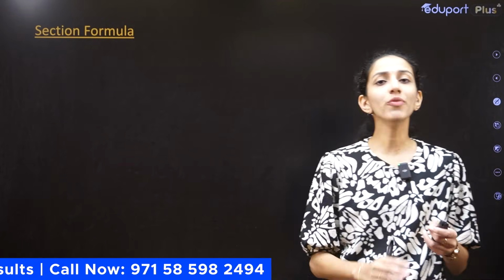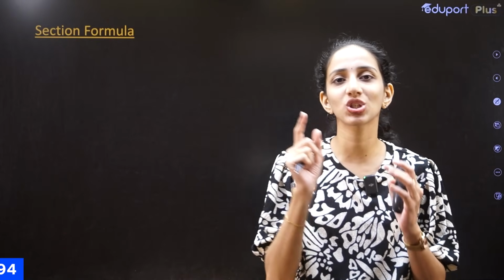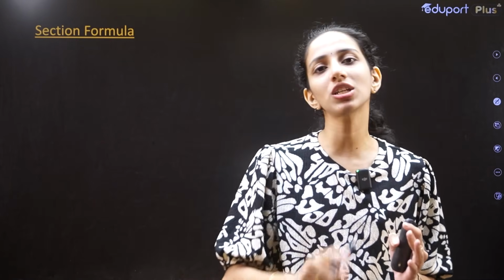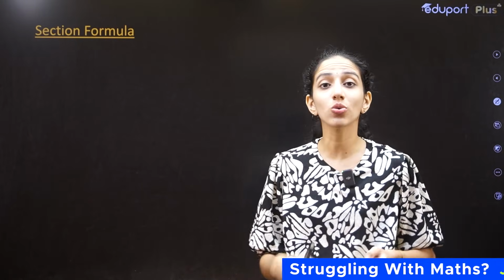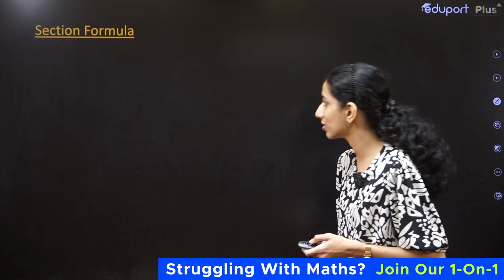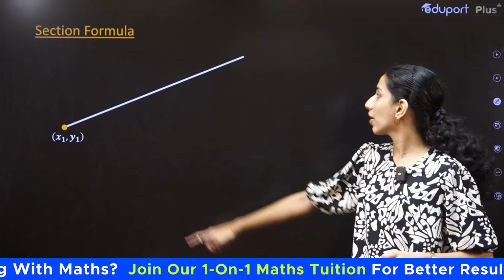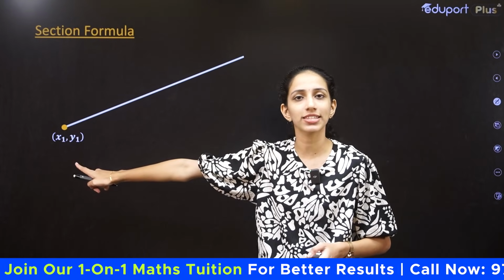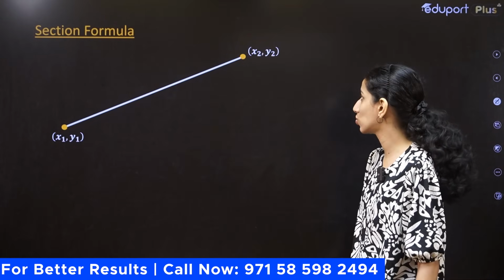Okay. Then we are moving to our next section, that is the section formula. That is the second section of our chapter, coordinate geometry. And when we use the section formula, that is what we are going to discuss here. Here we have a line. Here we have one endpoint, which we take as (x1, y1), and here we have another endpoint, that is (x2, y2).